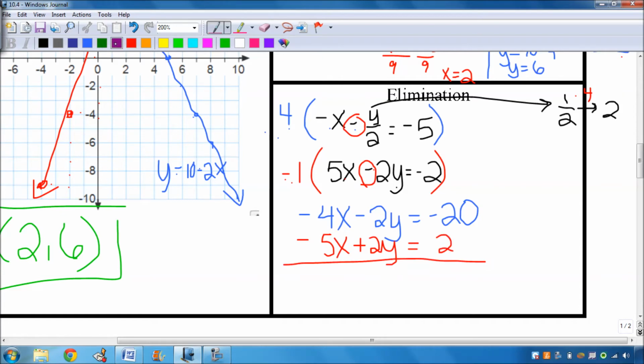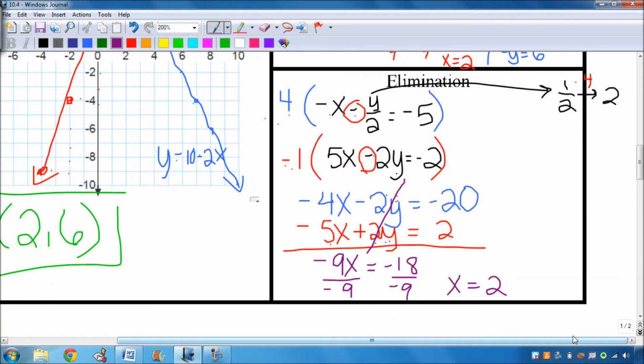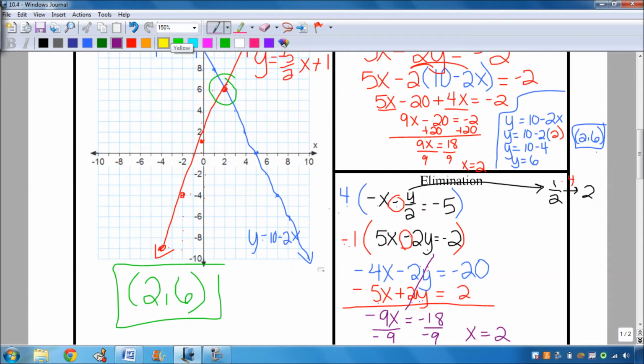Now my coefficients are the same for my y's, except they're opposite signs, so when I add them together, those cancel out. But if I add these together, I've got to add these guys together. So I get 9x equals negative 18 divided by negative 9. You end up getting x equals 2. Then the rest of your work for this is exactly the same as the work that we did up here. We figured out x equals 2, so we can just plug it in like we did up here. We're not going to do that again because we've already done it. So your answer here is (2, 6).